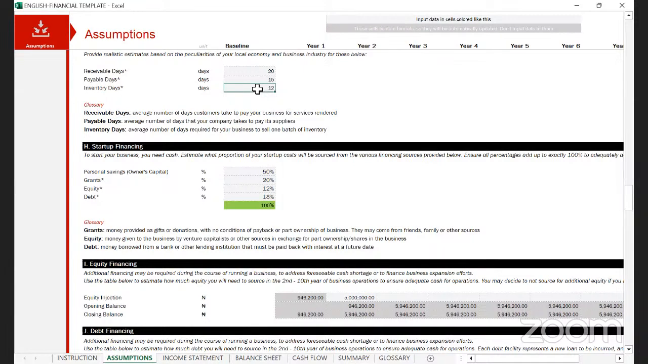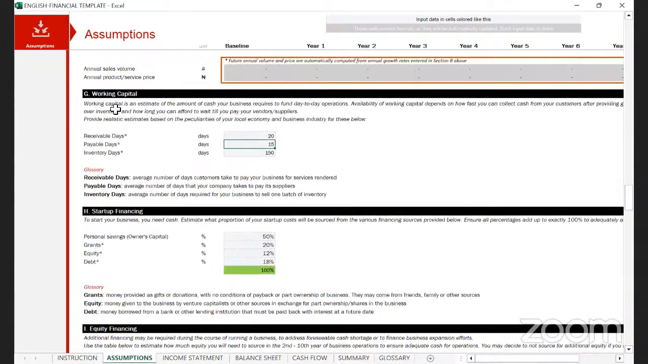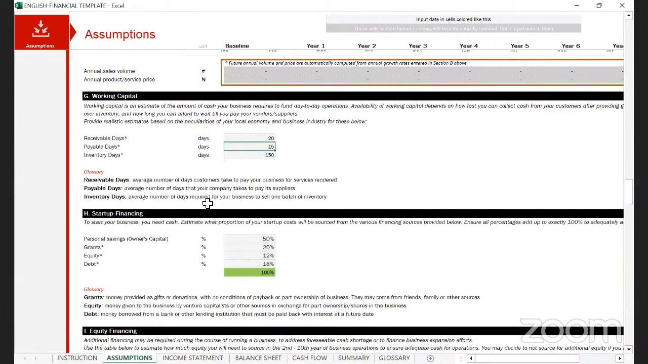And ideally, for most businesses, you want to be able to sell off faster. But let me just assume that I use 5 months to sell my batch of umbrellas, and 5 months in days is 150 days. So that is how I compute my receivable days, payable days, and inventory days. So that is working capital for the working capital section.